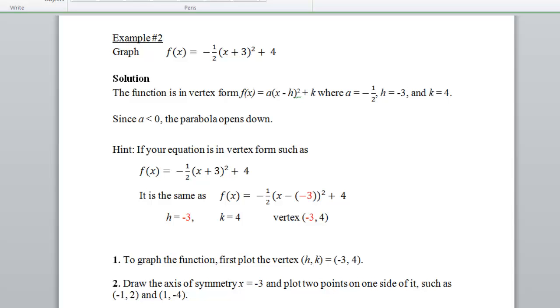A couple things to start. Before we even graph this, we've got to understand immediately what this a value tells us. Now, the negative tells us that it's going to open down, and the fact that it's 1/2 tells me it's going to be just a touch wider. And then we can identify the vertex through simply looking at the h value and the k value. And so you remember these are the h's and the k's.